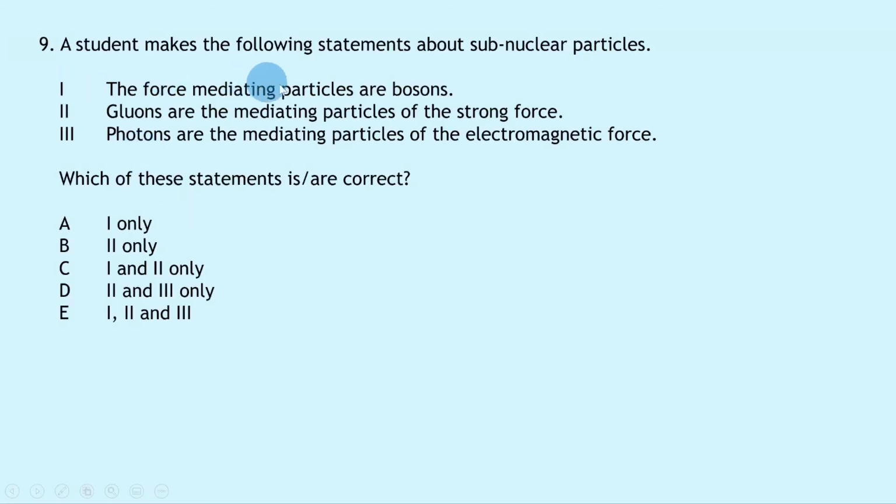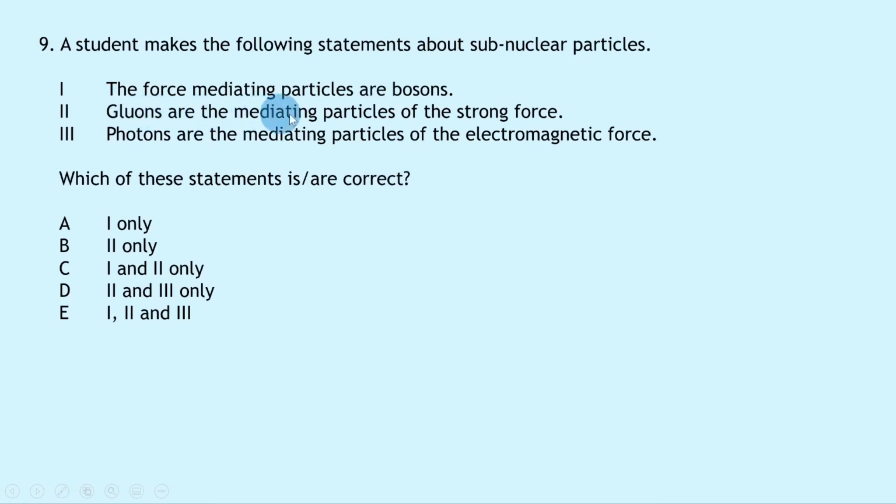Question 9 says a student makes the following statements about subnuclear particles. Statement 1 says the force-mediating particles are bosons. Statement 2 says gluons are the mediating particles of the strong force. And lastly, statement 3, photons are the mediating particles of the electromagnetic force. Which of these statements is or are correct? So let's look through each statement in turn and decide which ones are true and which ones are false.